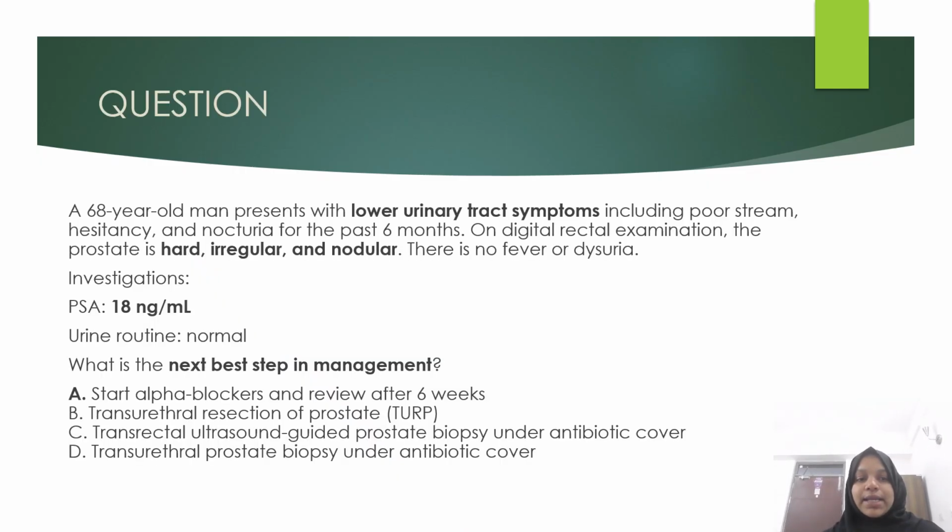Next, a 68-year-old man presents with lower urinary tract symptoms, including poor stream, hesitancy, nocturia for the past 6 months. Okay, poor stream. That is most likely to be in a 68-year-old, that is elderly man with poor stream, urgency, hesitancy, and dribbling of urine, all can be associated with the prostate swelling. It can be a benign prostatic hyperplasia or a prostatic cancer. On digital rectal examination, the prostate is hard, irregular, and nodular. So there are some changes in this prostate. It doesn't seem to be uniformly enlarged like in a BPH, benign prostatic hyperplasia.